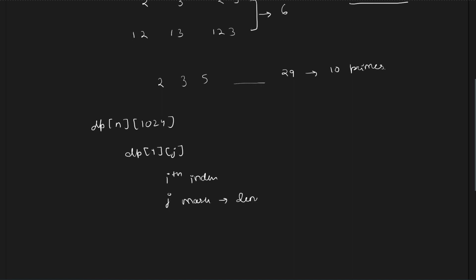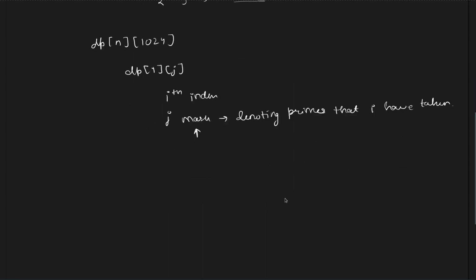Denoting which are the primes that I have currently taken, right? So these are the two values that DP of i j will denote. So i will be the current index that I am currently at in the input array, and j will be the mask that will denote that I have taken these particular primes.